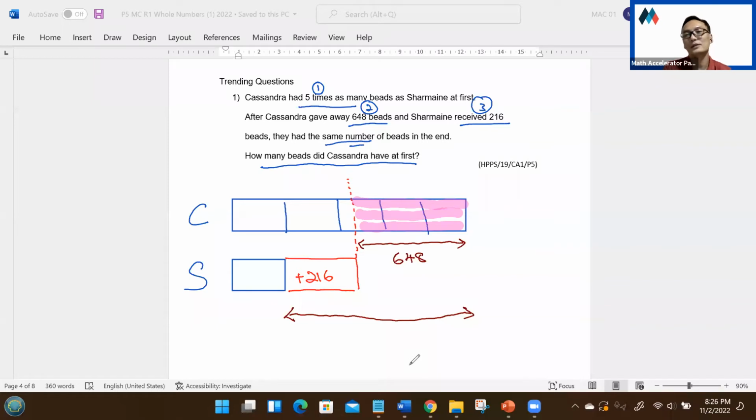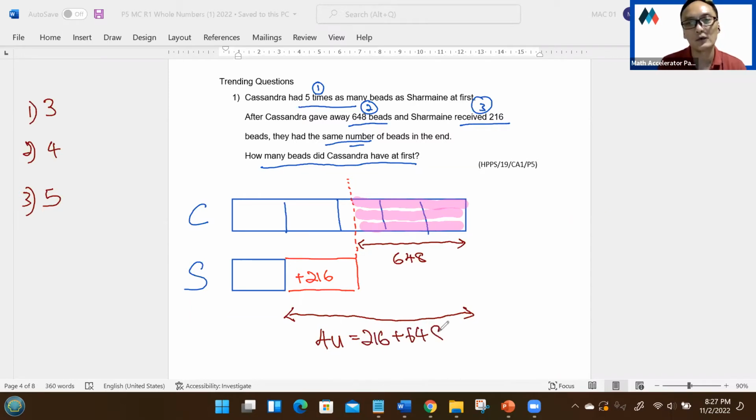Okay, Meredith, you're the first to respond. Good. You sure it's 5 units, Karen? Can you calculate? Can you look carefully? Can I give you a clue? Is it 3 units, 4 units, or 5 units? Choice 1, choice 2, choice 3, right? It should be 4 units. You can see that 1, 2, 3, 4, right? So find out for me the value of these 4 units, which is 216 plus 648.